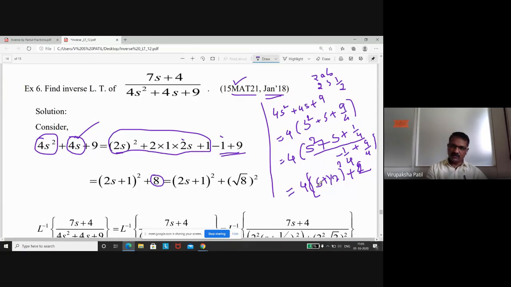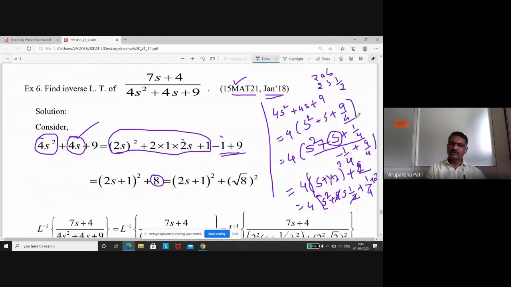Now you may ask, sir, how have you written this? See, if you expand this, please check here. If you expand this, what will you get? It becomes s square plus 2 times a is s, b is 1 by 2, plus you will get 1 by 4, plus this 2 as it is. So this 2 and this 4 get cancelled, you will get s square plus s. Then see here, this 1 by 4 plus 2, what happens? 4 is the LCM, 2 times 4 is 8, 8 plus 1 is 9, 9 by 4.